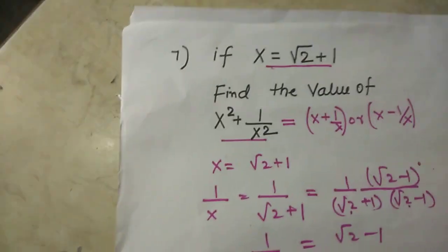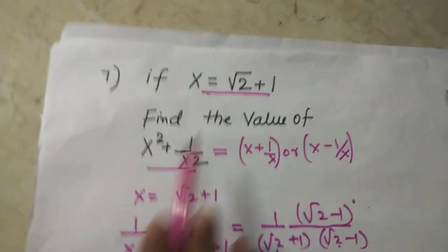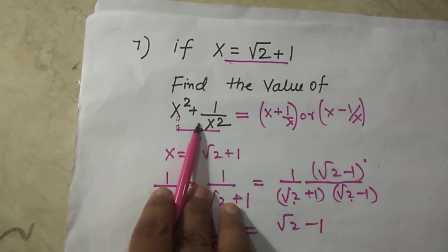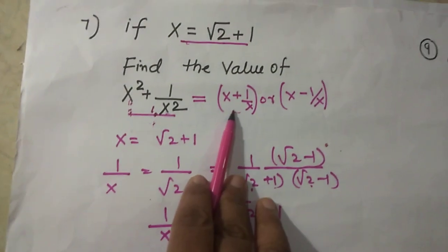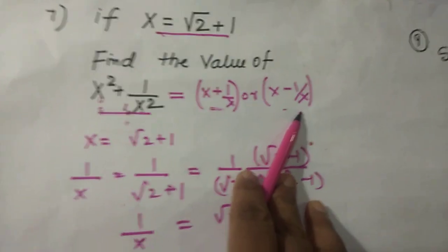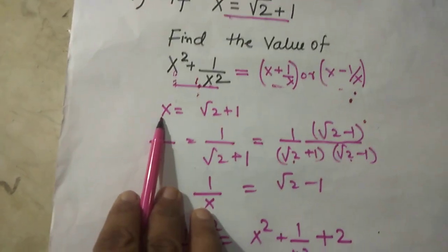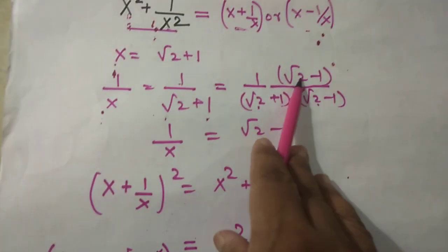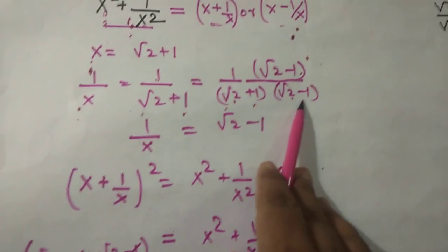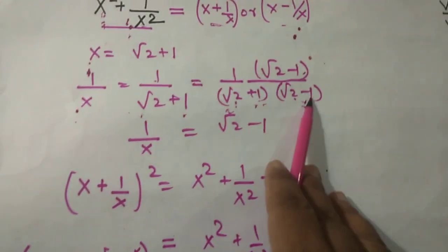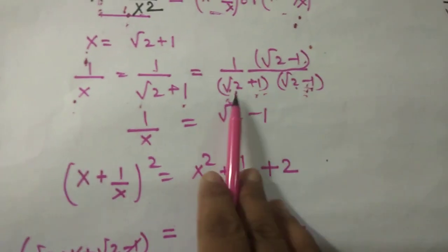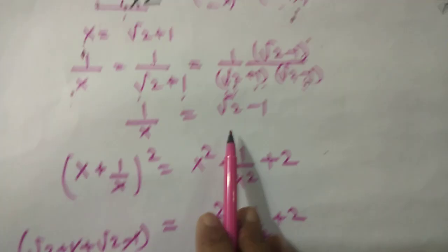Again you see, root 2 plus 1 is given. Find x square plus 1 by x square. So for this x square plus 1 by x square, you will go with the x plus 1 by x or x minus 1 by x. So x is given, so I am going to find 1 upon x, 1 upon root 2 plus 1. So multiply by root 2 minus 1 on top and bottom. Previously we solved a plus b, a minus b, this is a square minus b square. Root 2 square is 2, 1 square is 1. So 2 minus 1 is 1. So the numerator is root 2 minus 1.